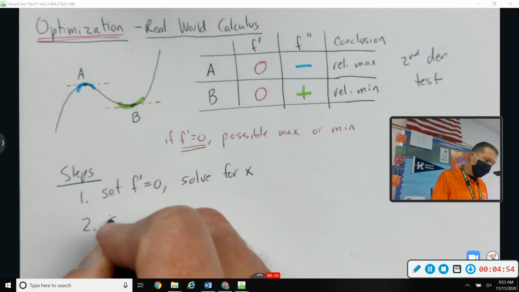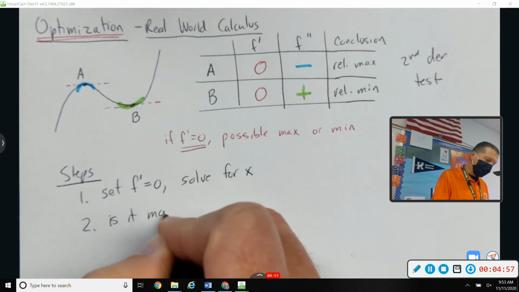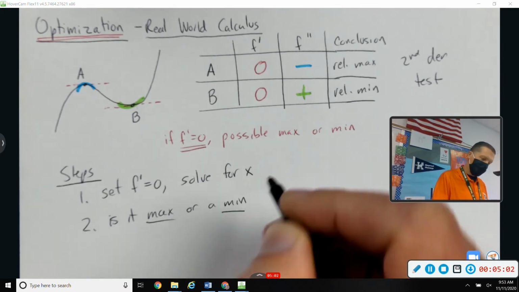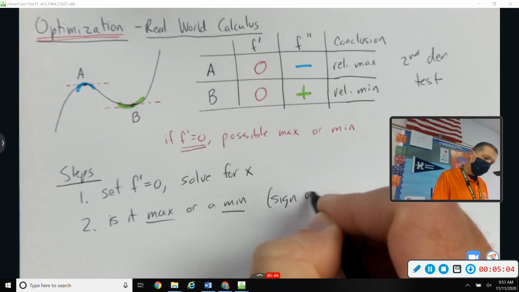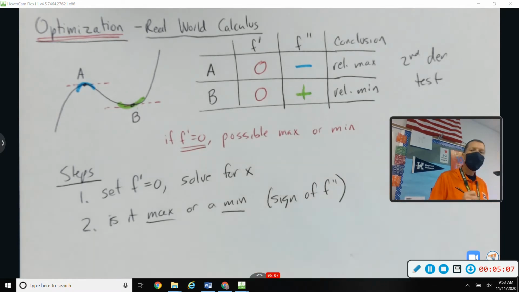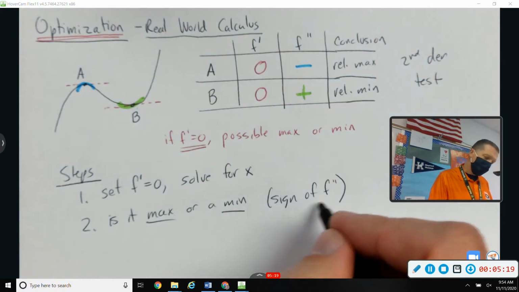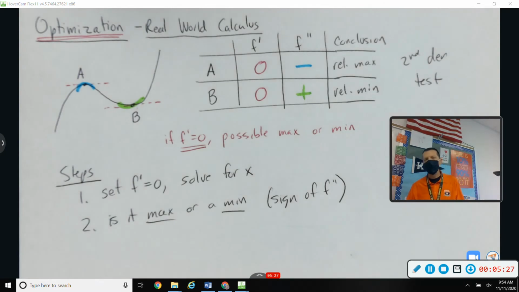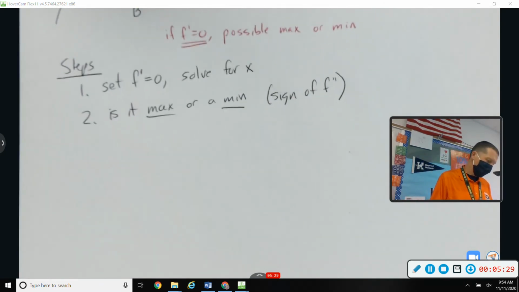And then number 2, well, we need to figure out, is it a max or a min? And the sign of f double prime is usually the way to go. You can do the first derivative test as well, where you look at increasing, decreasing intervals. That works. But most of the time, taking a second derivative, especially if it's a polynomial, you know the second derivative is even easier. And so we'll go with that route.